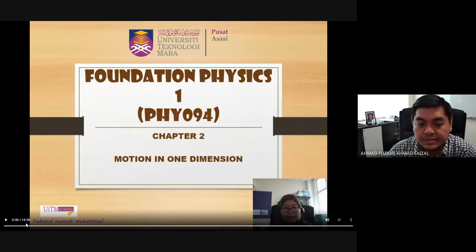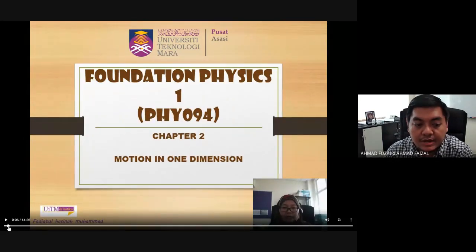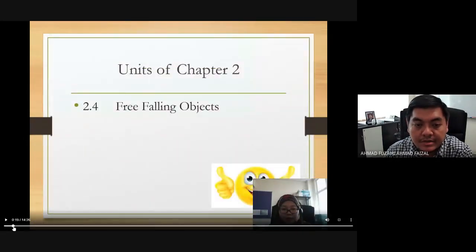So why do we call this motion in one dimension? Because when we deal with the problems, they only involve one axis at a time, meaning that we don't complicate between x and y. It's just the x axis or just the y axis. Simple as that. That's why it's called motion in one dimension. Topic 2.4 is for free falling objects.